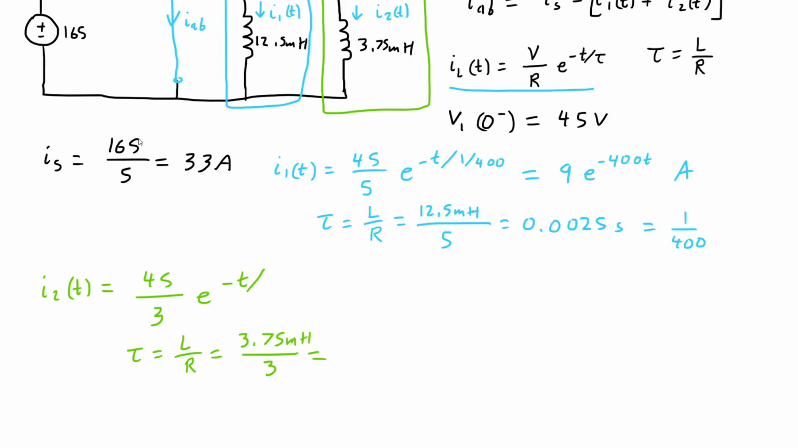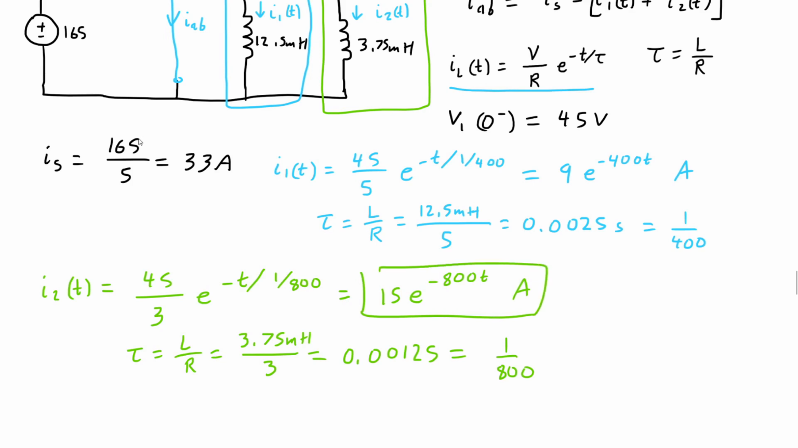Okay. So 3.75 minus 3 is going to be 1.25e minus 3. So 0.00125. I believe that's 1 over 800. Yeah. So that's 1 over 800. So 45 divided by 3, that is 15. e to the minus 800t amps.